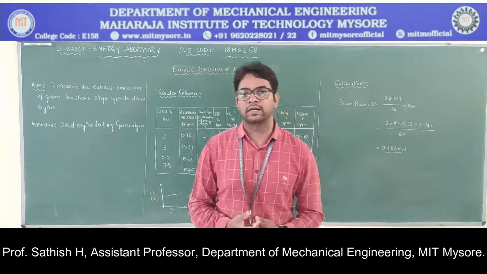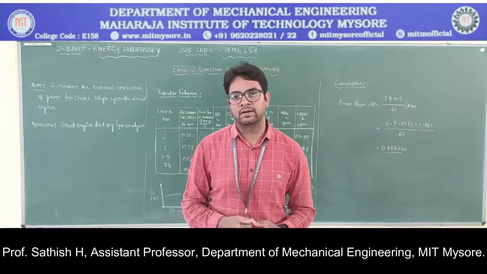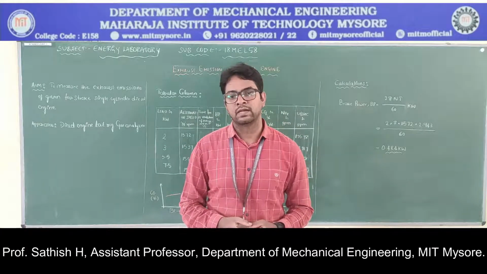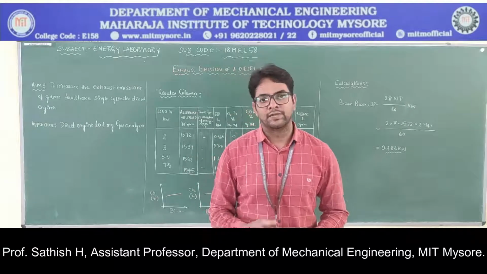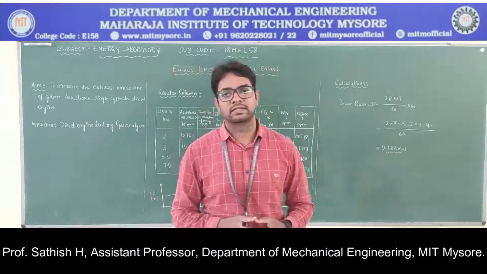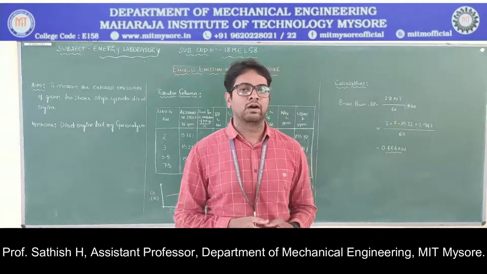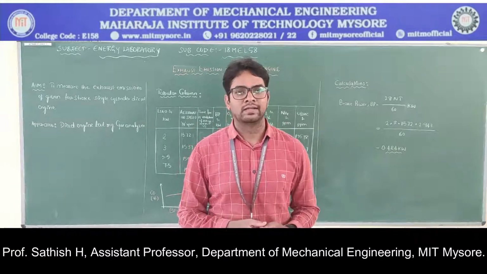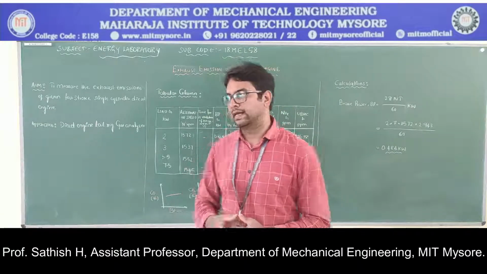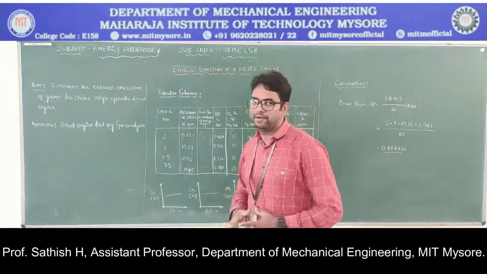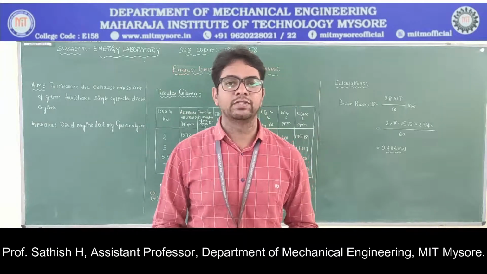This is about the aim of the experiment, how to conduct the experiment, the values you need to tabulate, and then the results, that is, plotting the graph of brake power versus the various pollutants. So this is about the experiment on the exhaust emissions of a diesel engine. And let us see some of the viva questions related to this experiment.